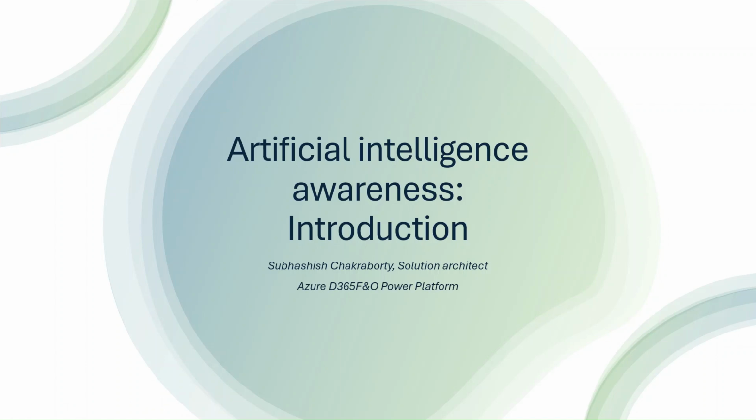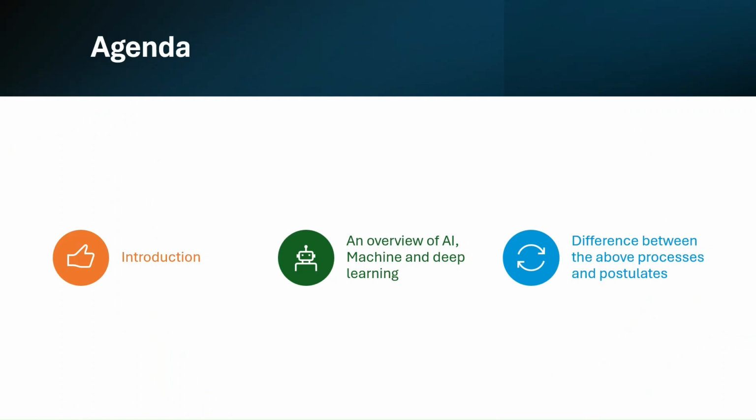This entire series is going to revolve around three principles. Just like today, we are going to work with an introduction, an overview of AI, machine learning, and deep learning, following which we will go to the difference between these two postulates and processes. And then I will try to explain the different mechanisms, algorithms, processes, and kinds of mathematical equations that are involved with AI altogether.